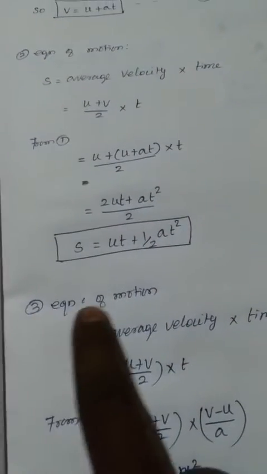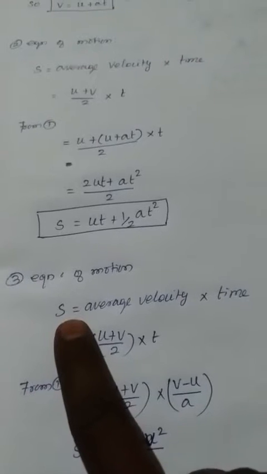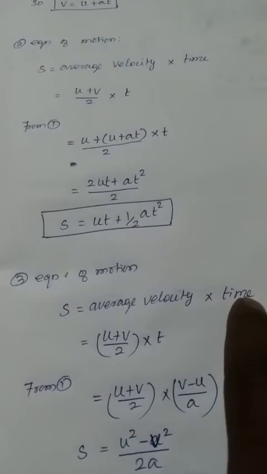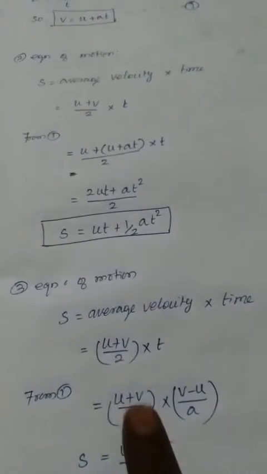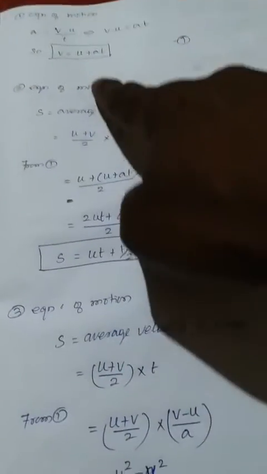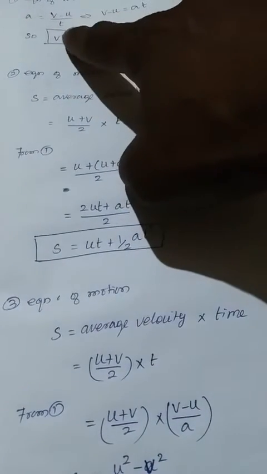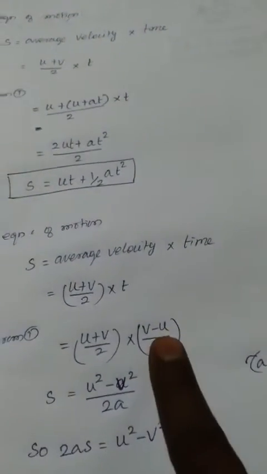Now the third equation of motion. Once again I am going to use the same. The displacement is equal to average velocity into time. Average velocity, once again the same: initial velocity plus final velocity by 2, and the time. In order to get the time, I will use the first equation of motion, that is A is equal to (V minus U) by T. So T is equal to (V minus U) by A.